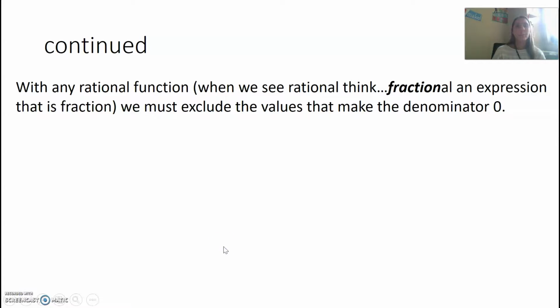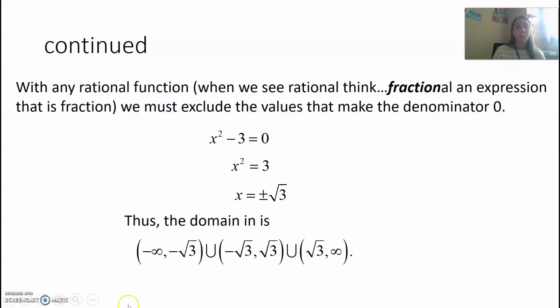Okay, so when we're looking at that, we did that work already. So thus the domain is negative infinity to negative square root of 3 union negative square root of 3 to square root of 3 union square root of 3 to infinity. That's what that says. All right.